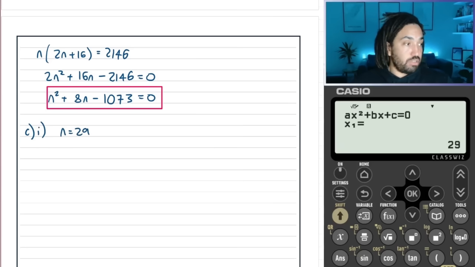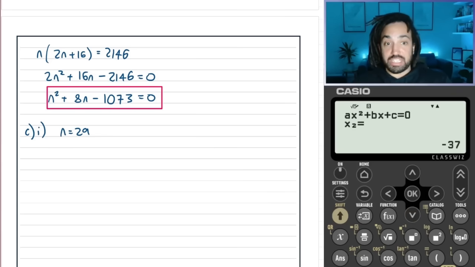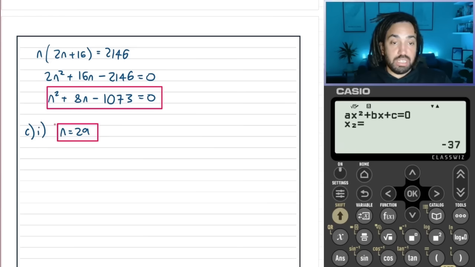And is there a second solution? Negative. So we can just ignore that. Obviously, n is the position in the sequence, so it has to be positive. So that's just going to be our answer. Number of rows is 29.